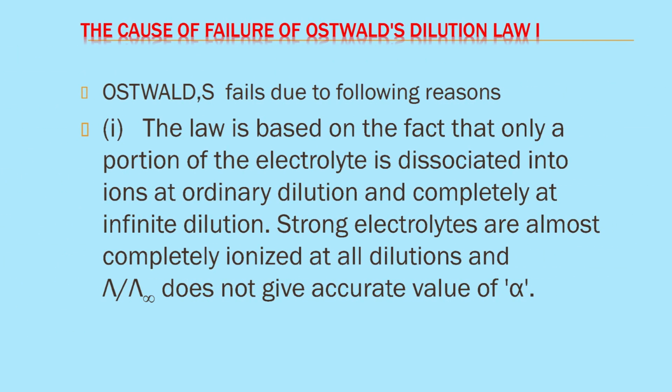So why does it fail for strong electrolytes? Let's understand this more clearly. Ostwald's law fails for a couple of important reasons. First, the law is based on the idea that only a portion of the electrolyte is dissociated into ions at ordinary dilution, and that it becomes complete only at infinite dilution. However, strong electrolytes are almost completely ionized at all dilutions. Because of this, the method of using equivalent conductance doesn't give an accurate value of alpha for them.